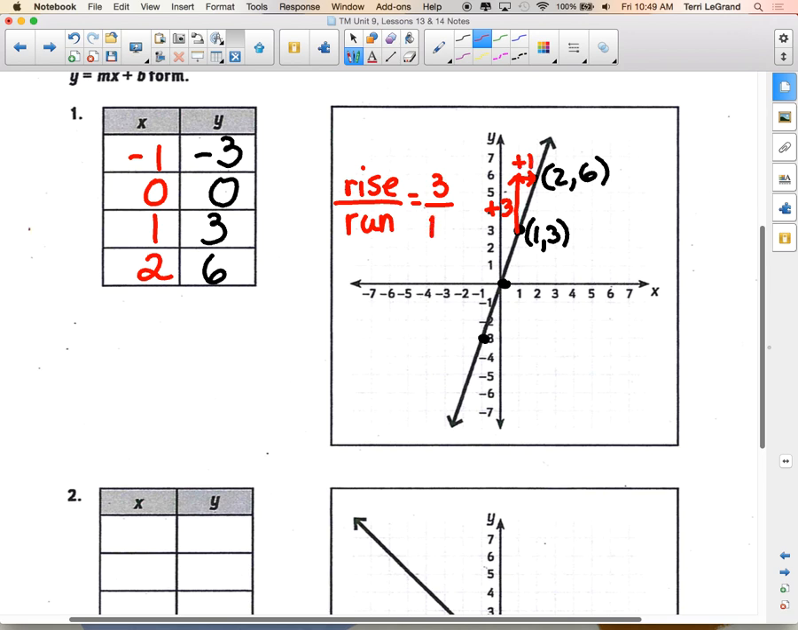So we can just put 1. We don't have to put a positive sign. And now rise over run is the same as little m. So let's just call it m. M equals, can we divide 3 by 1? Yeah, what is it? 3. So we now know the slope of our line, don't we?